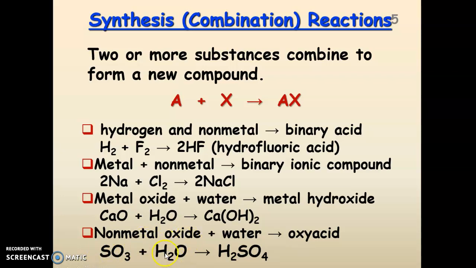so that makes it a non-metal oxide plus water. That's going to make an oxyacid, or an acid with oxygen in its formula. This one is sulfuric acid. These are easy because you just take this and put it together. 3 oxygens plus 1 oxygen makes 4. There's the sulfur there and the 2 hydrogens, so there you go.